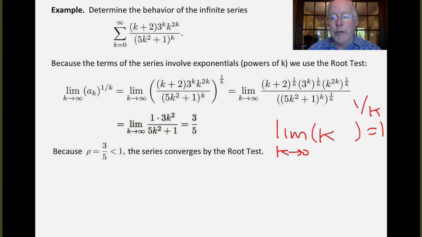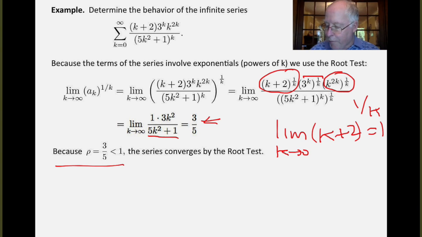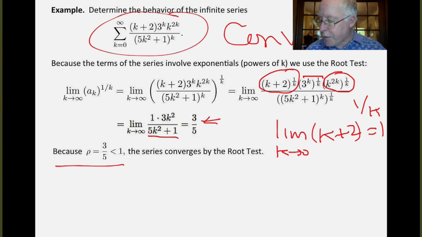equals 1. I mentioned we see some various minor modifications. It turns out that if you add any constant to the k down here and still take the kth root, you're going to get 1. So that's why we've replaced this expression here by 1. And 3 to the k to the 1 over k power is 3. K to the 2k to the 1 over k power is k squared. And likewise, a 5k squared plus 1 down here. This is a pretty easy limit from Calc 1, just gives us 3/5. 3/5 is less than 1, so this series converges by the root test.